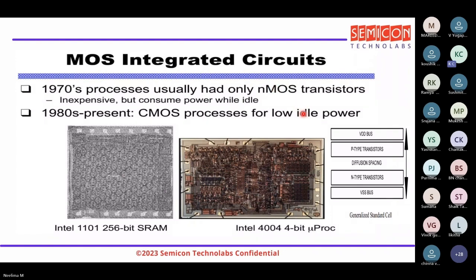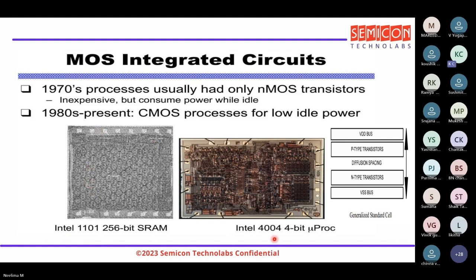That is, when the chip is not being used, it automatically goes into power save mode, which will help to save your battery life. So this is one example from Intel, the 1101 256-bit SRAM. You can just see how many CMOS transistors are there.